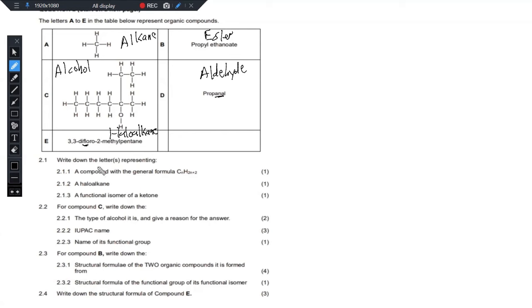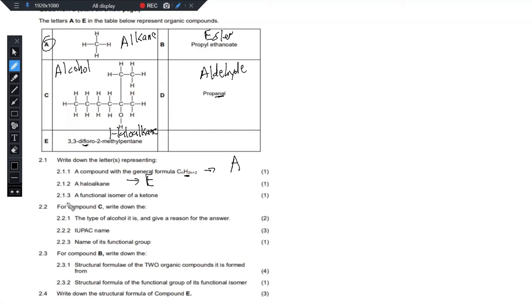So 2.1.1 says write down the letter representing a compound with the general formula CnH2n+2. Now we know this to be the general formula of an alkane. So that means which letter here represents an alkane. It's just a matter of checking here and saying that's A. Right. Which letter now represents a haloalkane? And then we just go here, it's E.